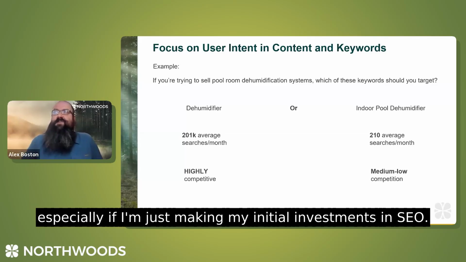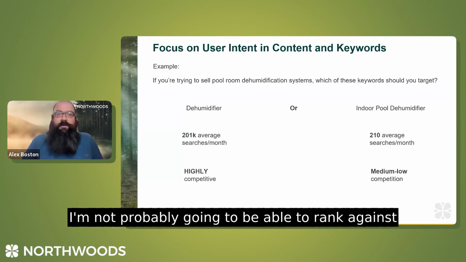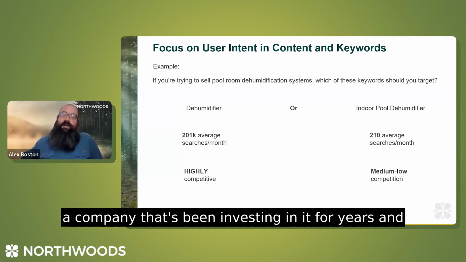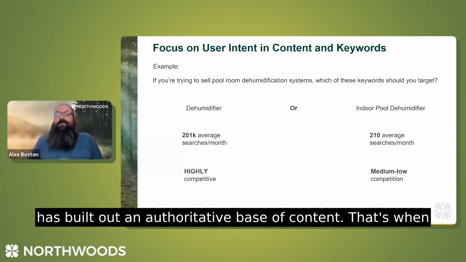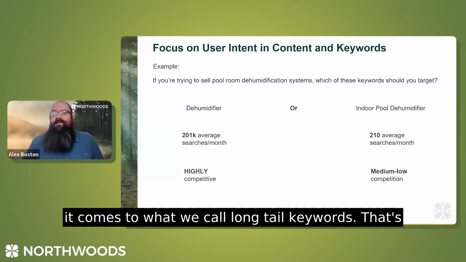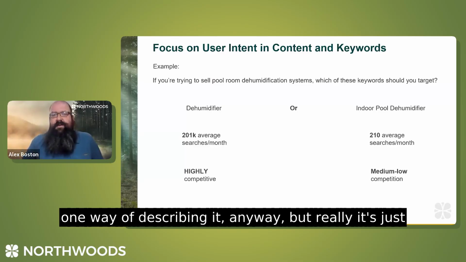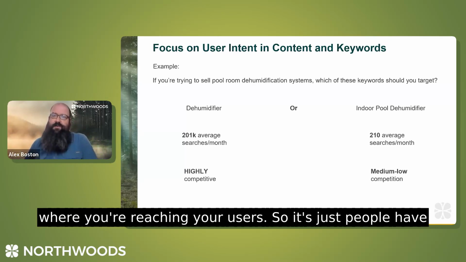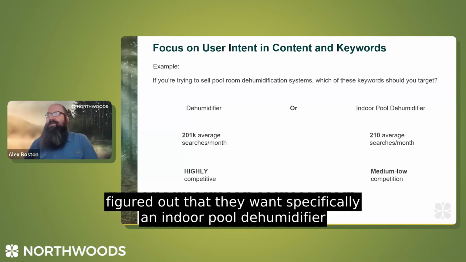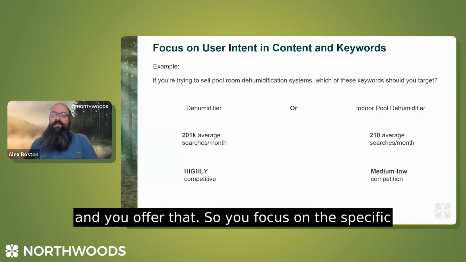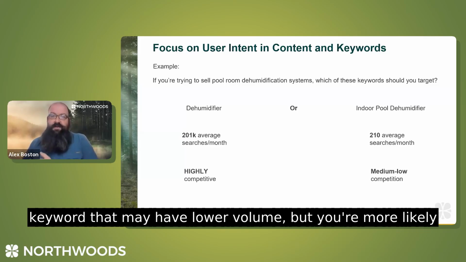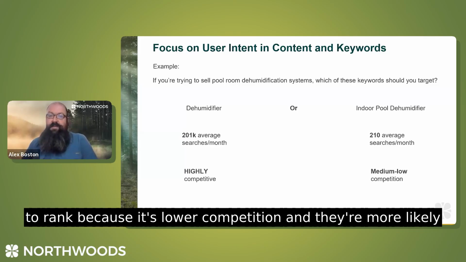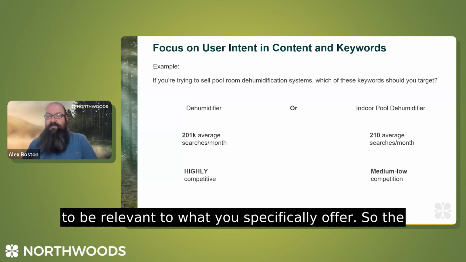Especially if I'm just making my initial investments in SEO, I'm probably not going to be able to rank against a company that's been investing in it for years and has built out an authoritative base of content. That's when it comes to what we call long tail keywords. It's one way of describing it anyway, but really it's just stuff that's further down the specification line as far as where you're reaching your users. So it's just people have figured out that they want specifically an indoor pool dehumidifier, and you offer that. So you focus on the specific keyword that may have lower volume, but you're more likely to rank because it's lower competition, and they're more likely to be relevant to what you specifically offer.